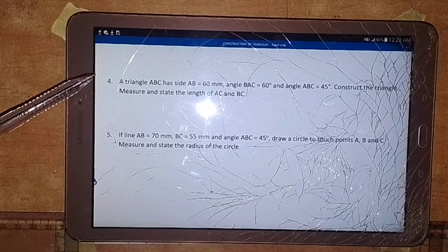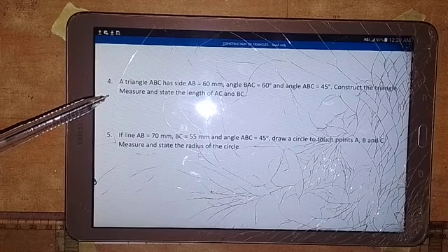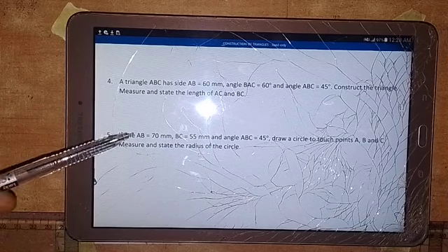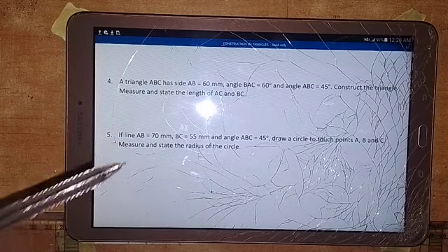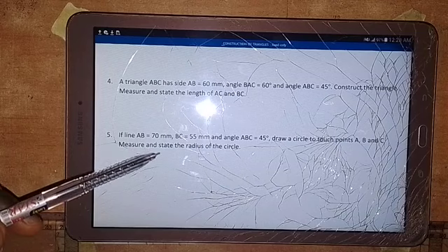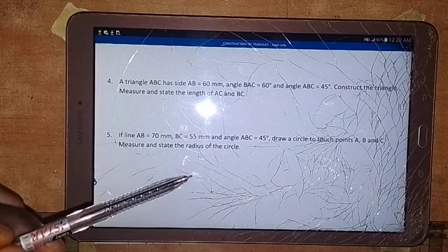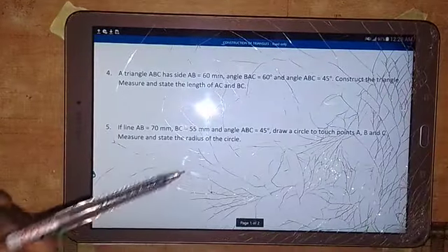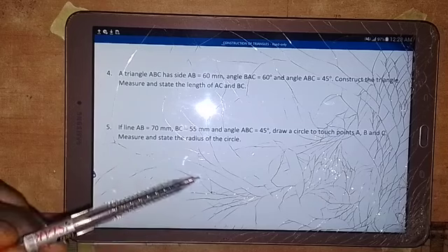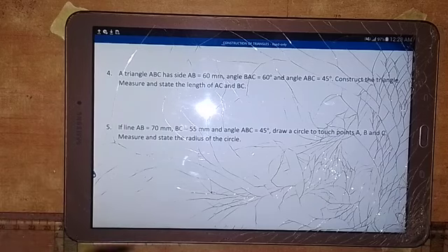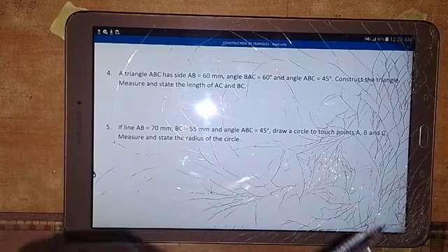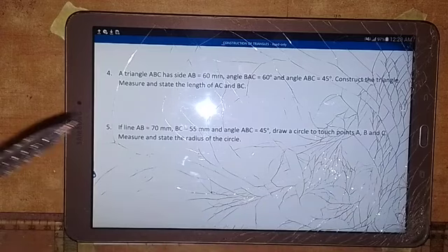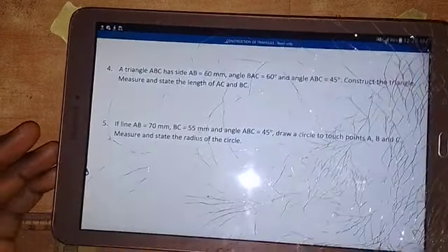So for this question, we first of all need to construct a triangle. Though it is not stated in the question that we should draw a triangle, we need to construct a triangle as we are given length AB as 70 millimeters, BC as 55 millimeters, and angle ABC as 45 degrees. Then after constructing the triangle, we go on to construct a circle that will touch points A, B, and C of the triangle. Okay, so let's see how this work can be done.